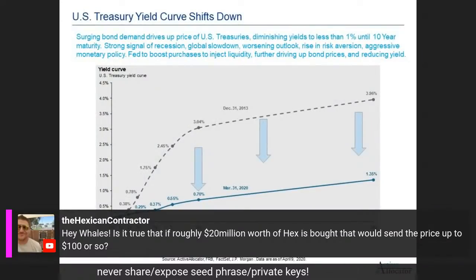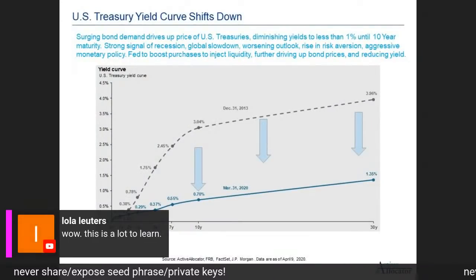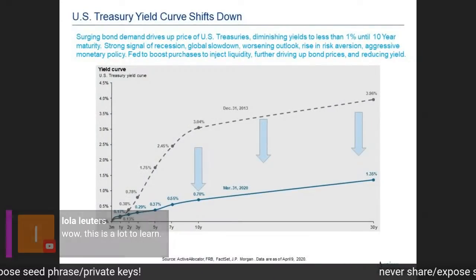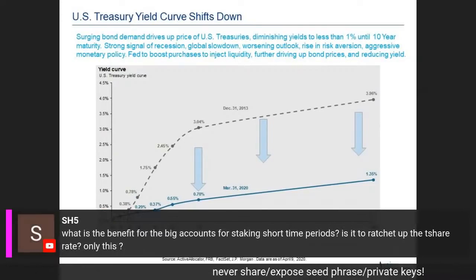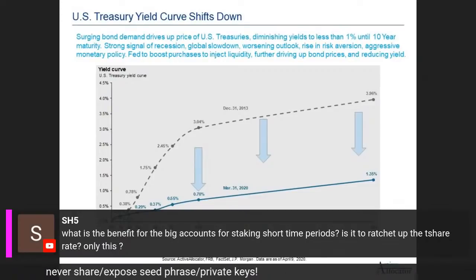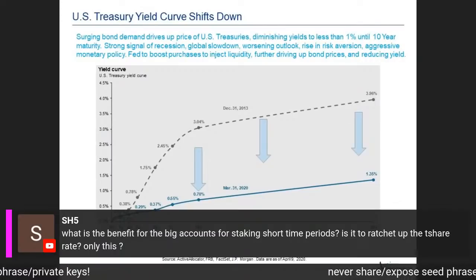Yeah, it's a lot, man. Take your time. Don't feel rushed. Took me a while to figure it out. Yeah, I mean that seems to be the case because there's not much more benefit to it than that. And unfortunately, that's all we're really seeing, right?